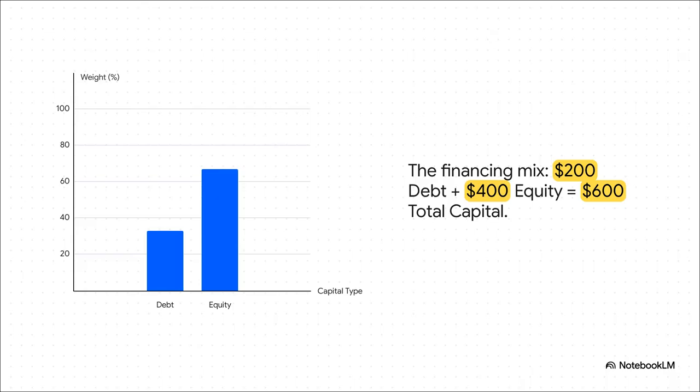Let's stick with our example. Remember, the total capital was that $200 in debt plus the $400 in equity, which gives us a $600 total capital pie. So debt is $200 out of $600. That's 1/3, or about 33%. And equity is $400 out of $600. That's 2/3, or about 67%. See? Simple enough. Those are our weights.